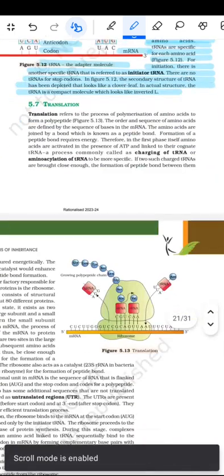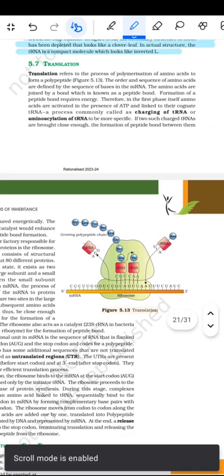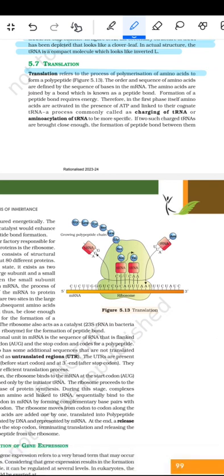Then comes translation. Translation refers to the process of polymerization of amino acids to form a polypeptide. The order and sequence of the amino acids are defined by the sequence of the bases in the mRNA. The amino acids are joined by a bond which is known as the peptide bond. Formation of a peptide bond requires energy.